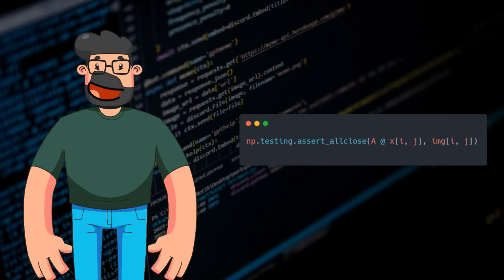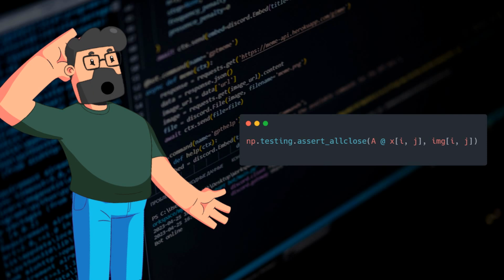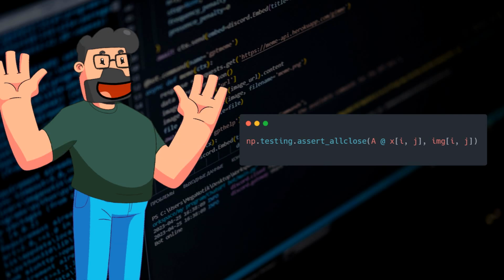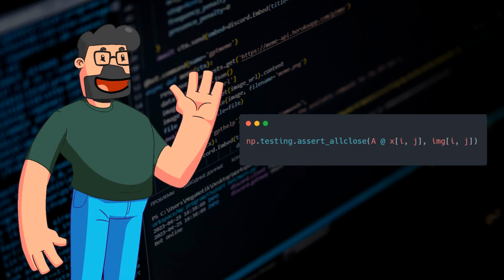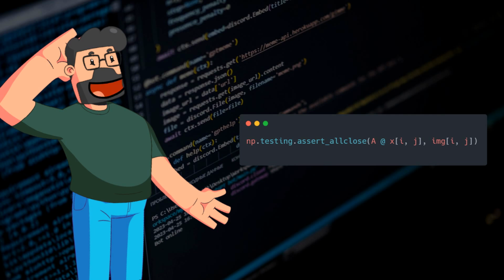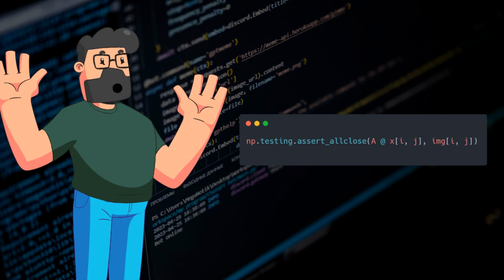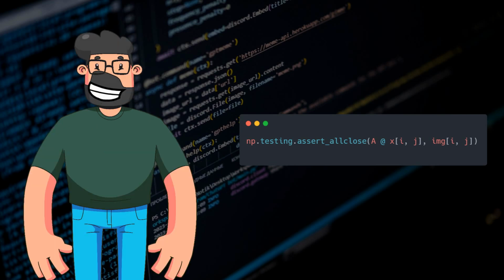But wait, there's more to explore in this efficient workflow. We finalize our validation process by asserting that the matrix multiplication of A and X at indices i, j equals the original image pixel at i, j. This step adds an extra layer of verification, guaranteeing that our optimized solution not only minimizes L2 norm, but also accurately reconstructs the original pixel values. And there you have it, a streamlined and effective approach to tackling the multi-frequency phase unwrapping problem with Numpy.